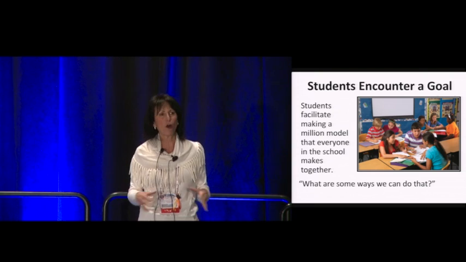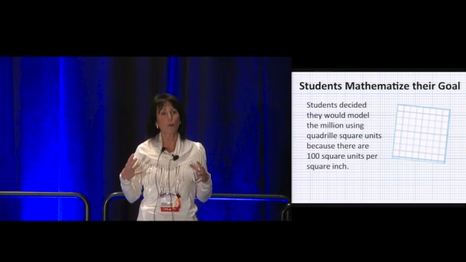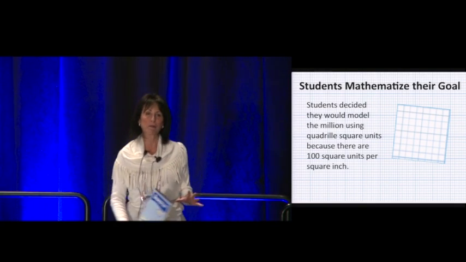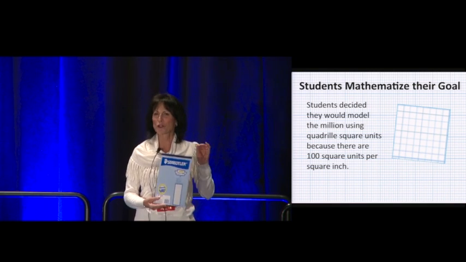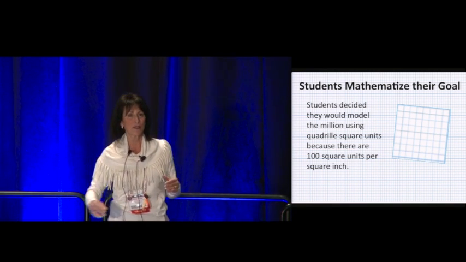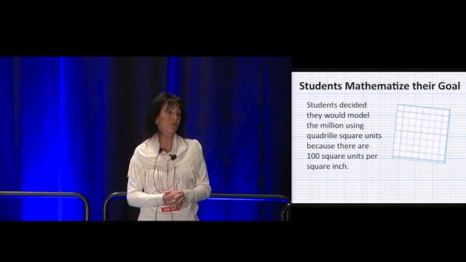We thought about all kinds of different manipulatives, but we settled on this fabulous quadrille paper because 100 square units is a square inch. So we figured they'd be really tiny, and that's why they chose it, and because we could collect them very quickly.